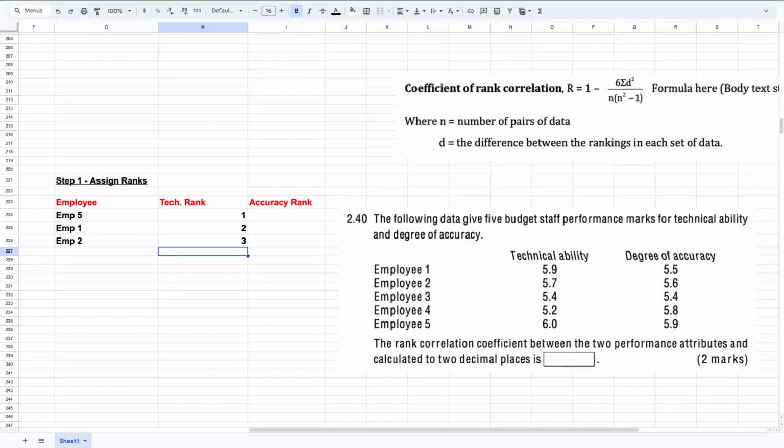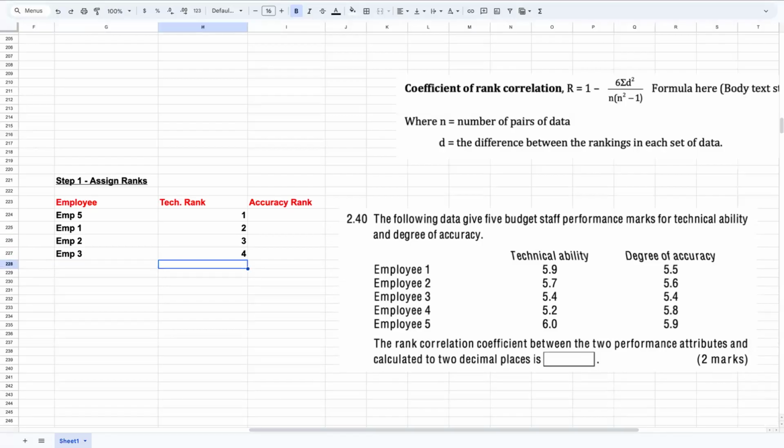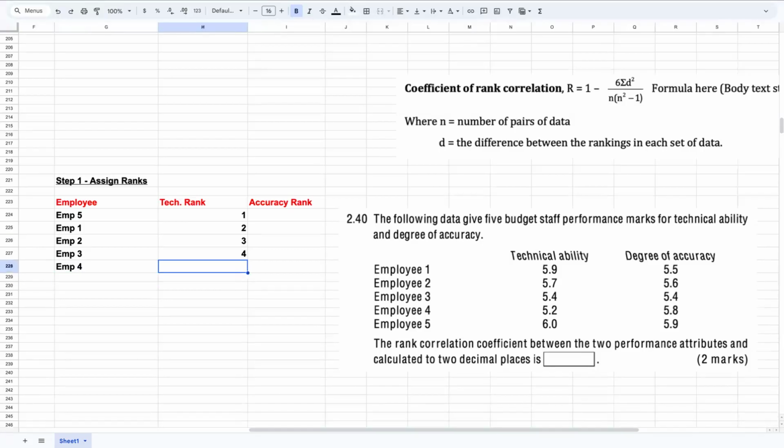If I'm making a mistake, please let me know. After employee 2 with 5.7, the next one is 5.4, right? So employee 3 is going to be the fourth rank. After that 5.4, we have 5.2. That's employee 4, so fifth rank. Is it correct? So almost 1, 2, 3, 4, 5. So here also we are having 5 people. We have assigned ranks. Did you understand this first step?